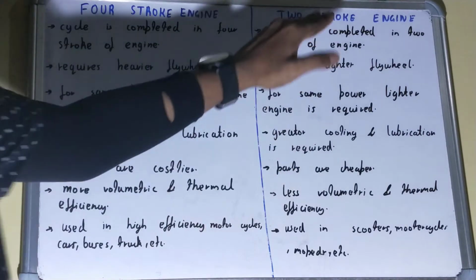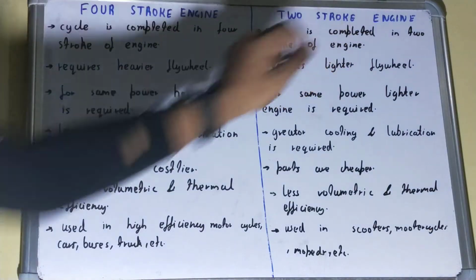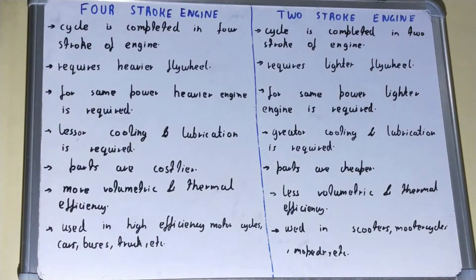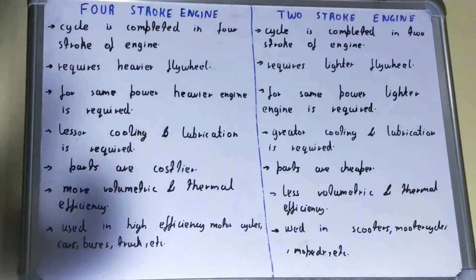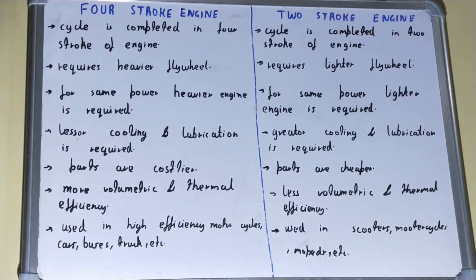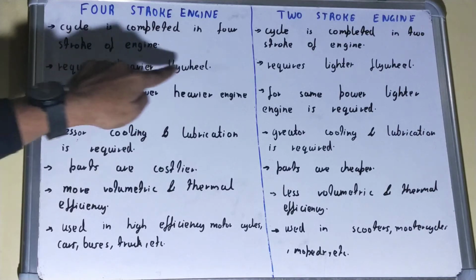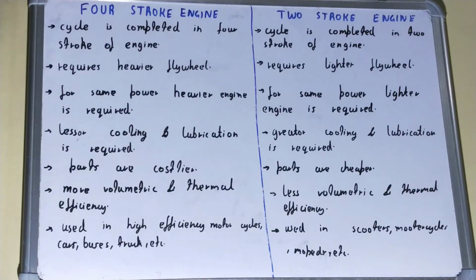But if we talk about the 2-stroke engine, then in this the cycle is completed in 2 strokes of the engine, and that's why it is named as 2-stroke engine. That means it needs 2 strokes to complete one cycle. Next thing, if we talk about the 4-stroke engine, then it requires heavier flywheels. But if we talk about the 2-stroke engine, then it requires lighter flywheels.